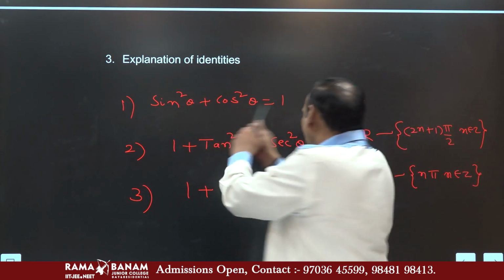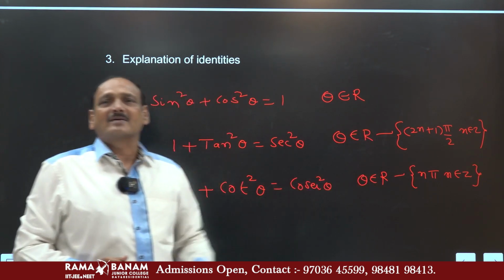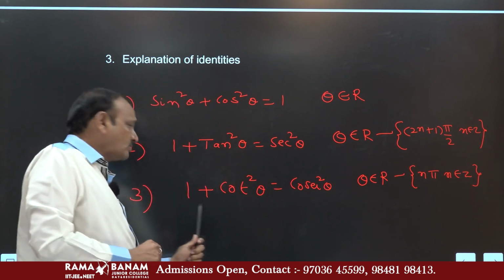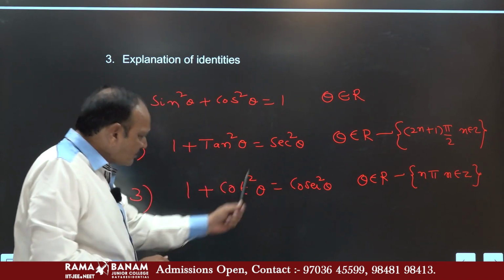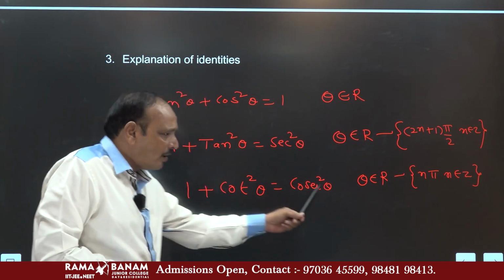So, overall explanation I am going to give that theta belongs to R except the odd multiples of 90 degrees. Similarly, I am coming to the third one. 1 plus cot square theta is equal to cosecant square theta. They should have the common domain.